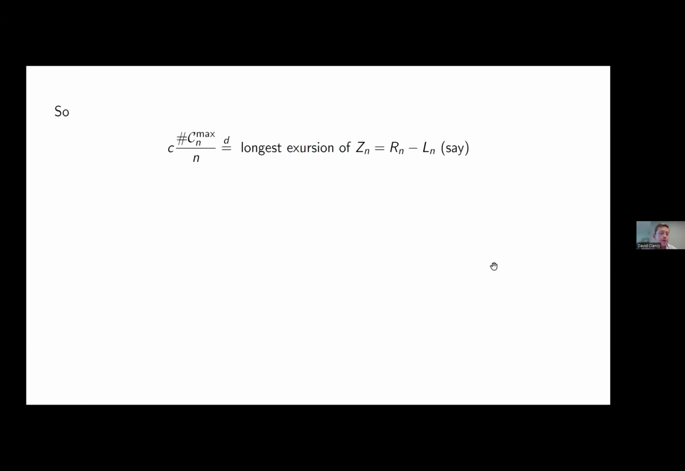Right. So going back to the random graph setting, we know that the largest connected component is the longest excursion above past minimum of this process Zn. So we can write this longest excursion as a starting point Ln and an ending point Rn, and the size of the excursion, the duration of the excursion, is just Rn minus Ln. So Ln is when we start exploring, Rn is when we stop exploring.